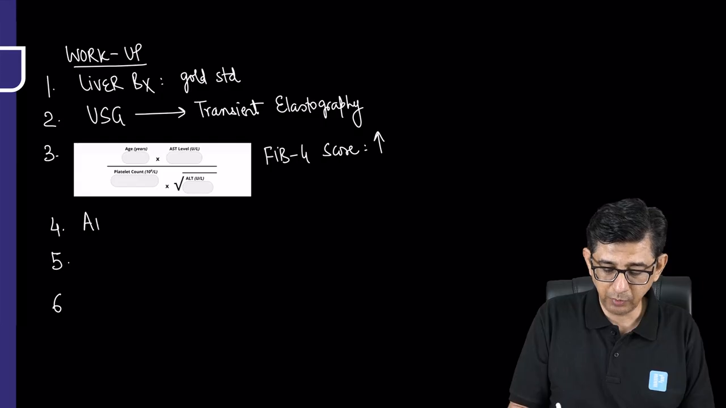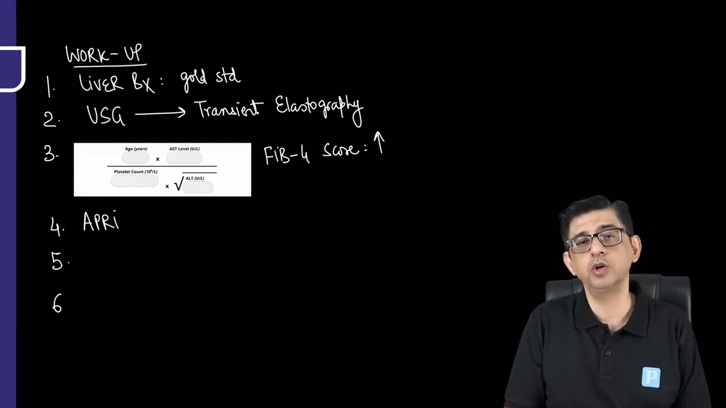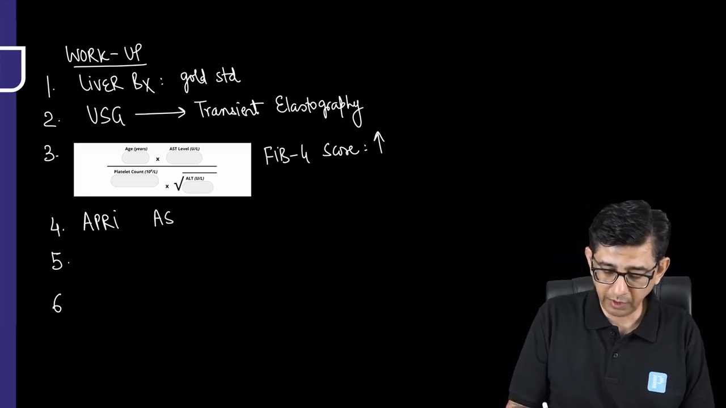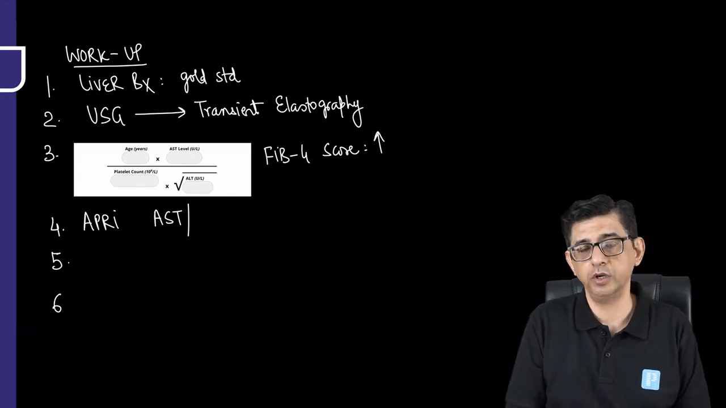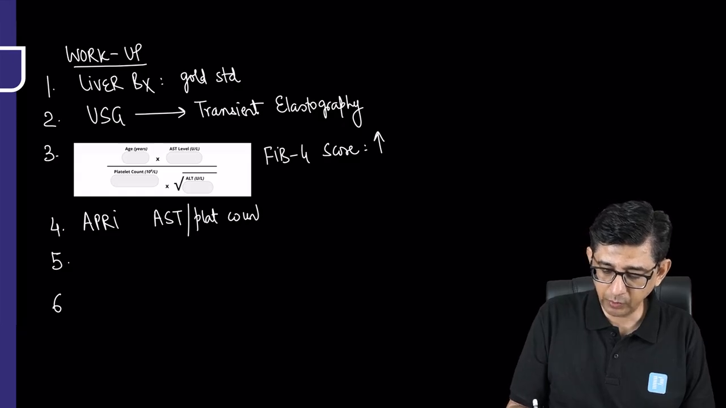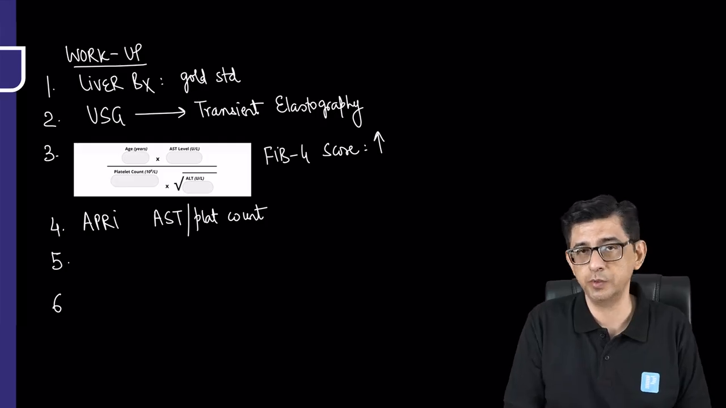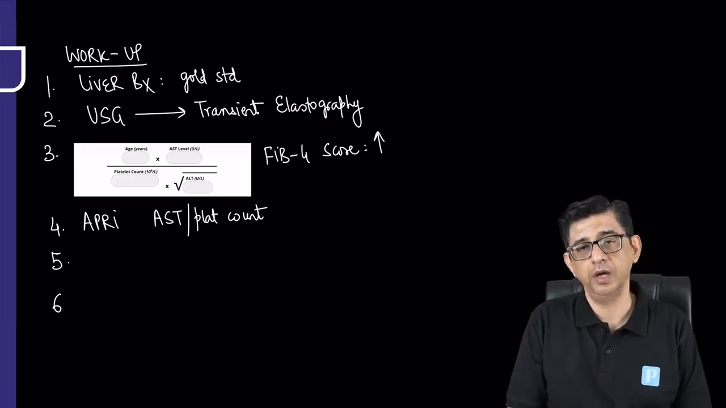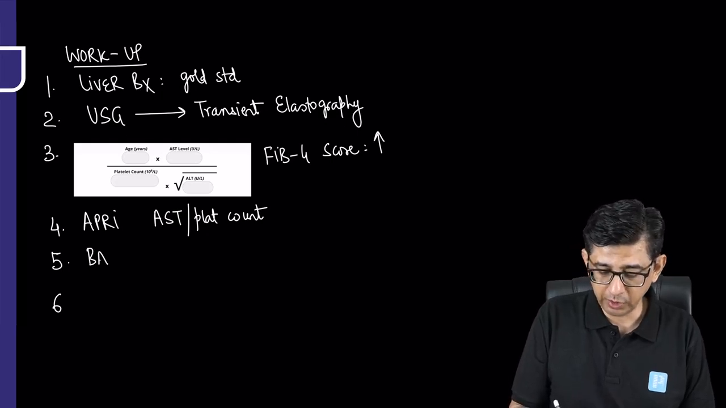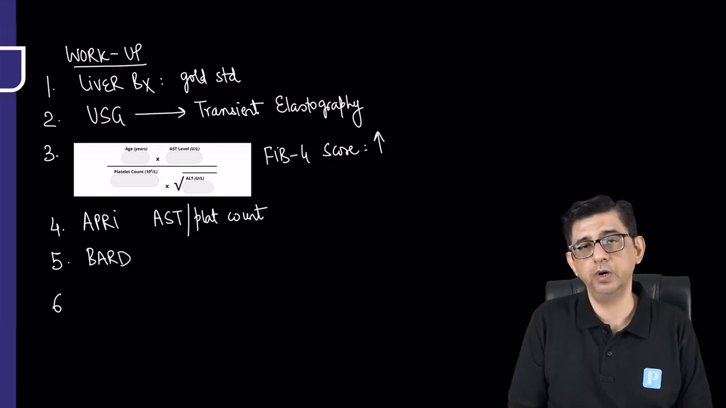Another test that is available is called APRI, though I've spoken about this even in the topic of liver cirrhosis. But reminding you once again, in APRI we are talking about AST, and then in the denominator we are taking into consideration the platelet count. The bigger the spleen, the more the hypersplenism, the lower the platelet count, and the APRI score of the person will also begin to increase. Another score that should be remembered for the exam is called the BARD score.